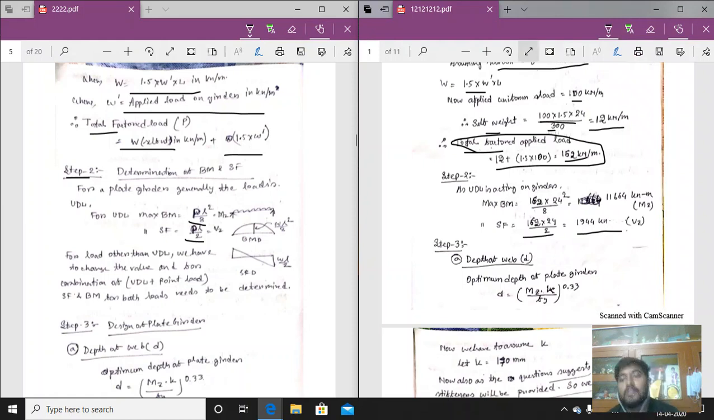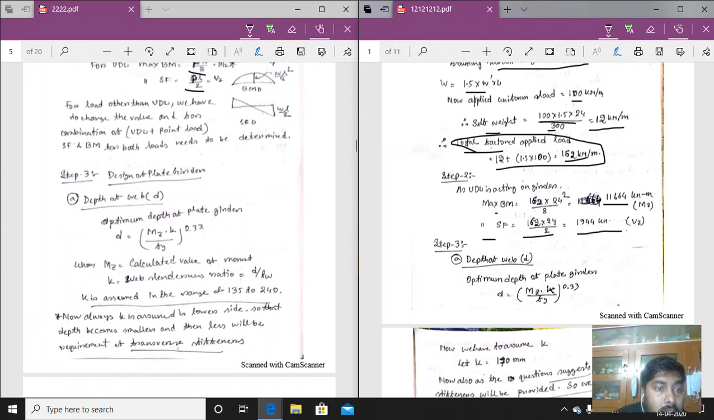Shear force is always in kilonewton. So 1944 kilonewton is the value of the shear force, and the bending moment has the value of 11664 kilonewton meter. So two values, maximum bending moment and maximum shear force, we have calculated. Now coming to the design of the plate girder.